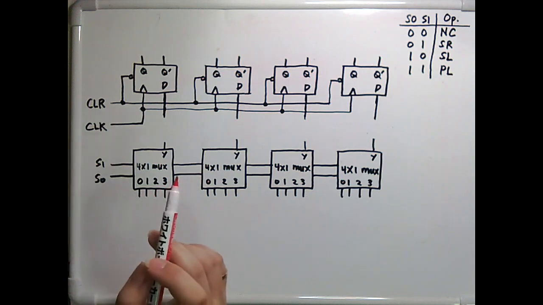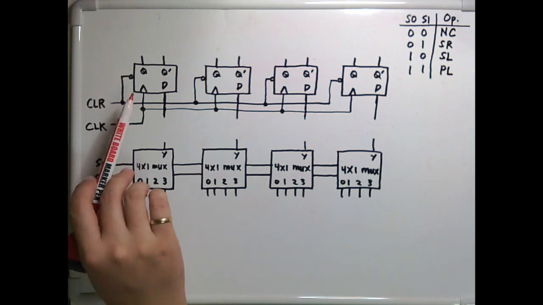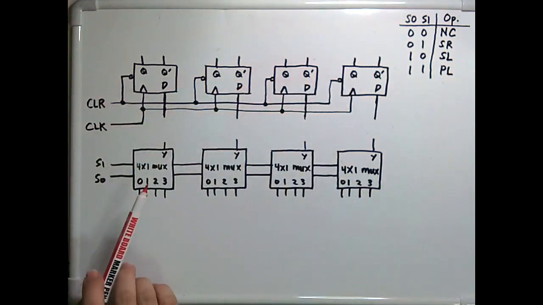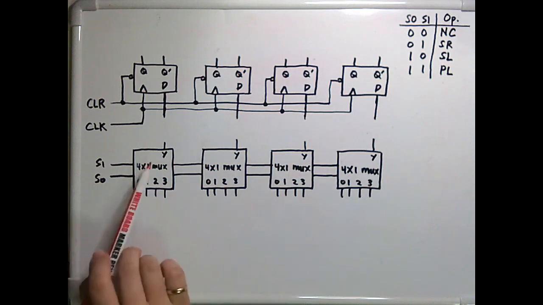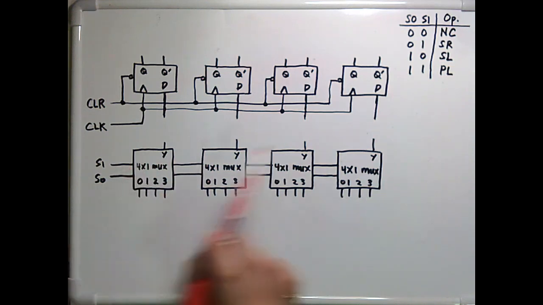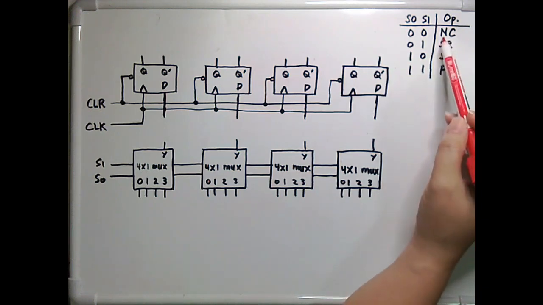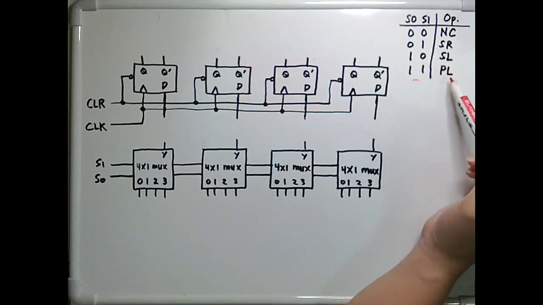So again, since we are designing a 4-bit universal shift register, we have here 4 D flip-flops. And together with the 4 D flip-flops, we must have the 4x1 multiplexers here. Again, the size is determined by the number of operations, which we have noted here. So this is 00 for no change, 01 for shift right, 10 for shift left, and 11 for parallel load.